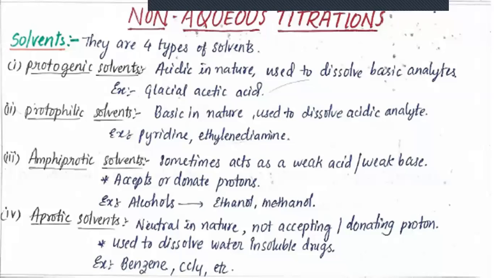Non-aqueous titrations. So these titrations mainly depend upon a non-aqueous medium. Why? Because a few compounds are not solubilized in an aqueous medium, for example, weak acids and weak bases. So when we are taking weak acid and weak base substances which are not soluble in aqueous medium, we cannot solubilize them in water. So that's why we have to use non-aqueous solvents. That is very much essential to completely dissolve them. So that is the reason we go for non-aqueous titrations when we are performing experiments with weak acids and weak bases.